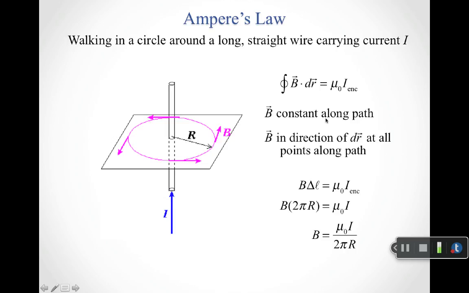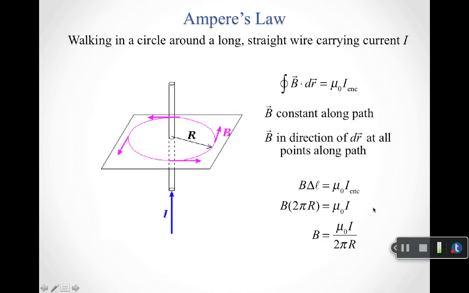B is constant along our path. The vector B points in the direction of dr at all points along the path. And so I can reduce this integral to B dot dl, or B delta L. This delta L is just the distance you traveled along your path, and since this is a circle of radius R, the distance we traveled is just B times 2 pi R, the circumference of a circle.